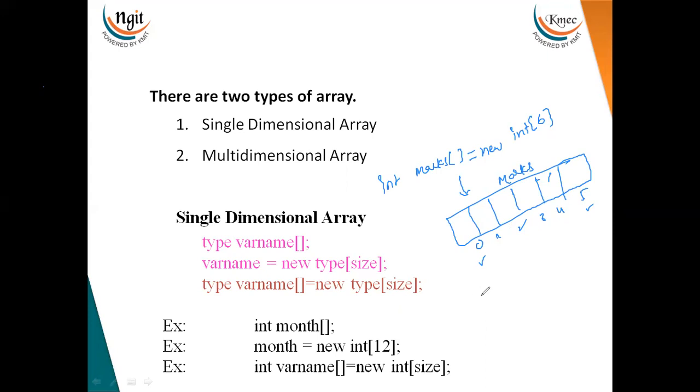Sir, how to store the values in this array? It's very simple, you can store it in different ways. marks[0] equal to 20. That is, in the 0th position, you are storing 20. In the same way, marks[1] is equal to 30. In the first position, you are storing 30. This is the way you can store the elements into the marks array, right? Declaration and storing the elements into the array.